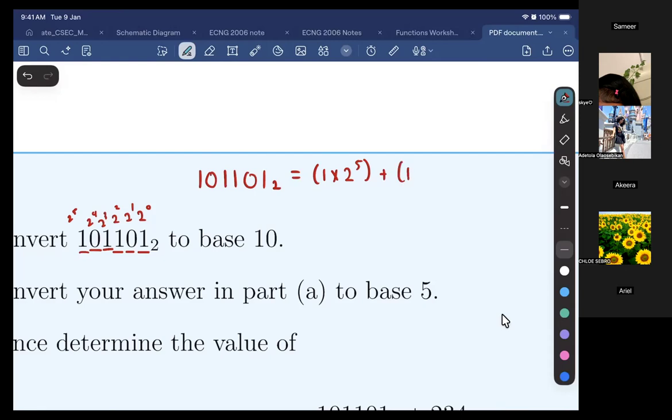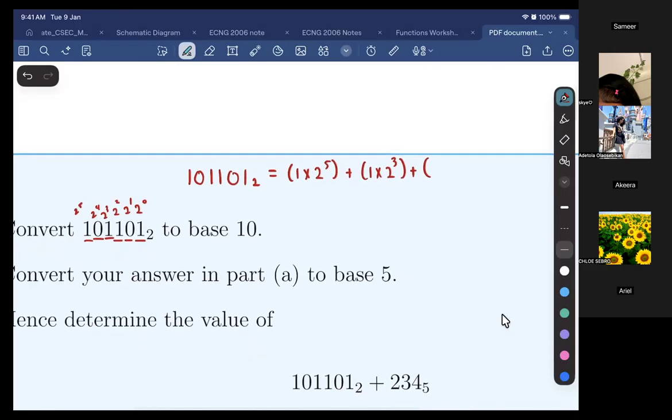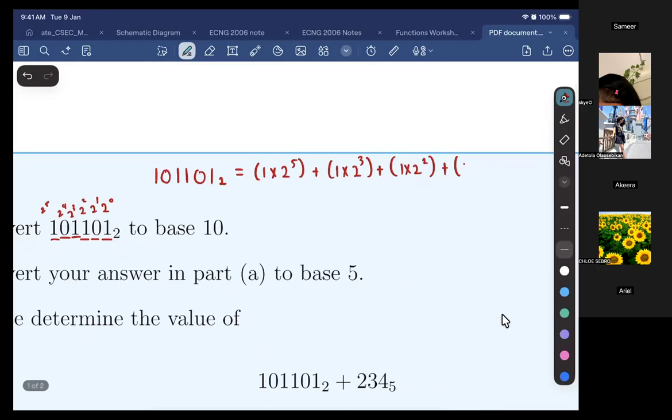And then we're going to write plus 1 multiplied by 2 to the power of 3, plus 1 by 2 to the power 2, plus 1 by 2 to the power 0. So 2 to the power 5 is 32. 1 by 32 is 32. 2 to the power 3 is 8. 1 by 8 is 8.